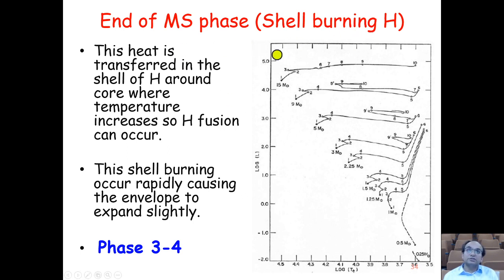So at the end of the main sequence, there is shell burning of hydrogen. This heat is transferred to the shell of the hydrogen around the core, where the temperature increases, so hydrogen fusion can occur. What I'm saying is that the free fall is again going on because in the center there is helium and the temperature is not high enough, so the temperature in the outer surface will increase, which increases the hydrogen fusion in the shell, not in the core. So the shell burning occurs rapidly, causing the envelope to slightly expand, because nuclear reactions are going on and the radiation pressure is increasing. So you will see phase 3 to 4 here. If it is expanding, the temperature is slightly decreasing, radiation is increasing, and the luminosity is slightly increasing. That is the 3 to 4 phase.